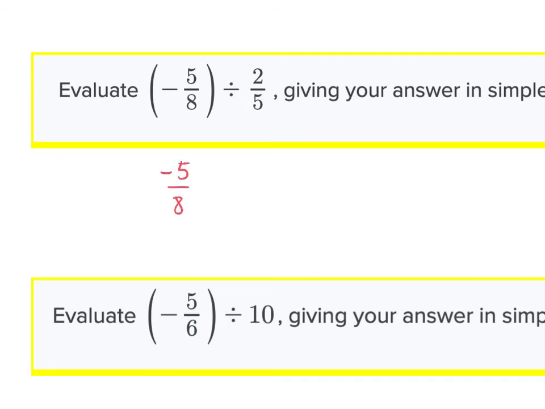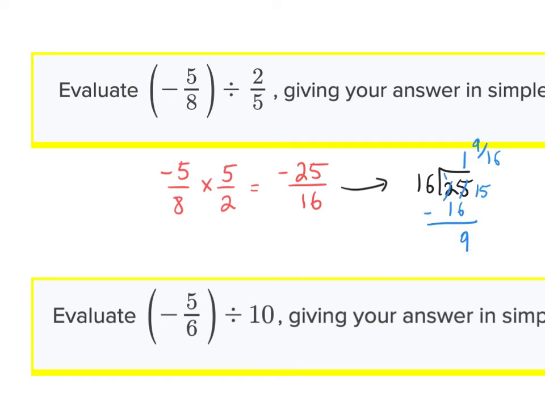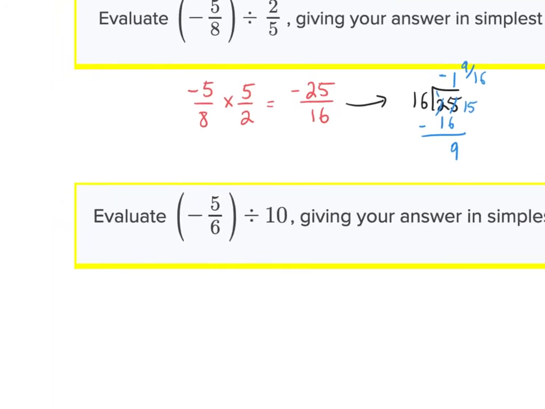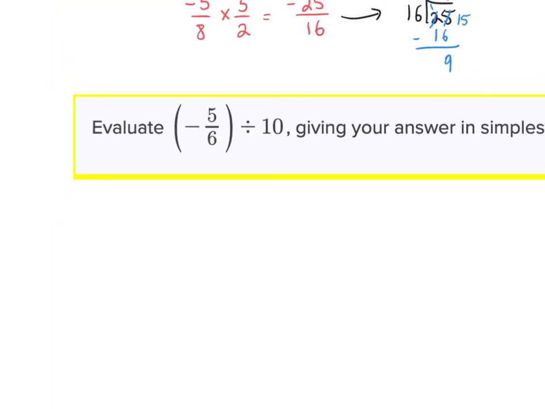Negative 5/8, and I'm going to flip. Now I'm going to go ahead and multiply. Put in what you got when you turn this into your mixed number. 16 divided by 25. You should have gotten 1 9/16, and don't forget your answer's negative. Let's check the next one.